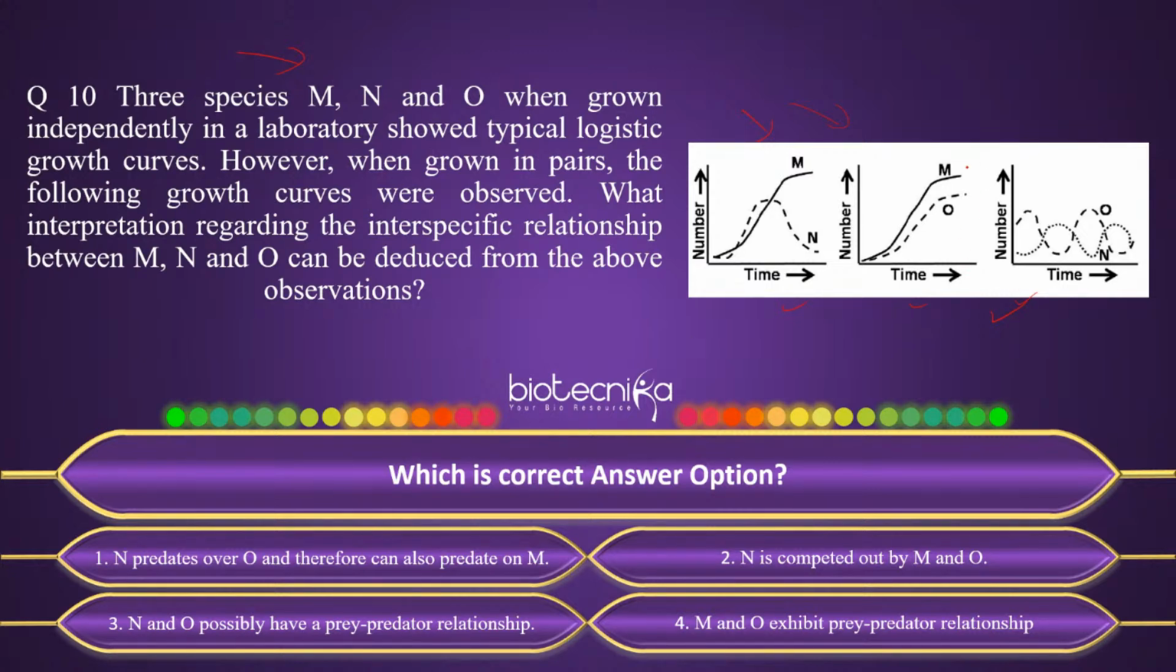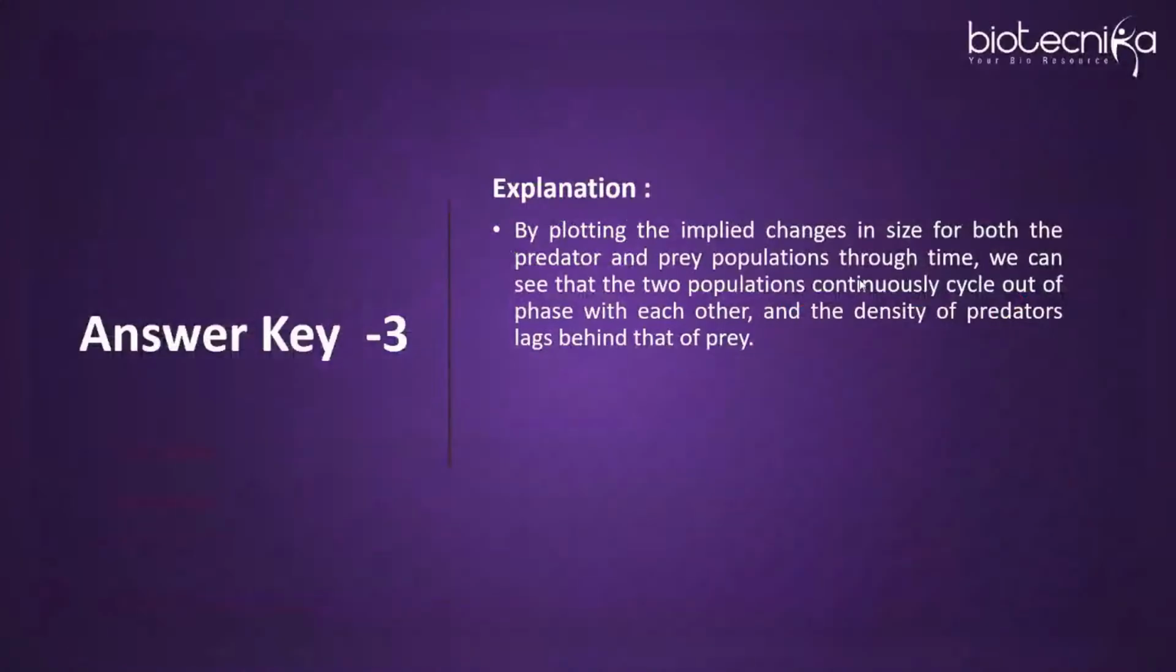Okay, like when M and O were grown together, when N and O were grown together, or M and N were grown together. Okay, so how do you visualize these graphs? What interpretations can you make? See, so option 3 is the right answer. Those who have come up with option 3, that is the correct answer.